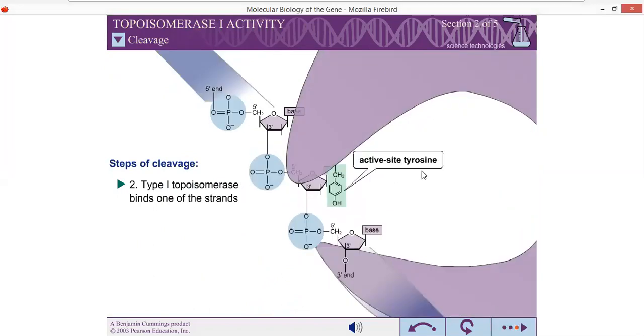Now see, the strategy of type 1 topoisomerase is very simple. When two molecules are being bound, then type 1 topoisomerase arises, binds with one molecule, and causes the breakage of all the bonds in between the two molecules.